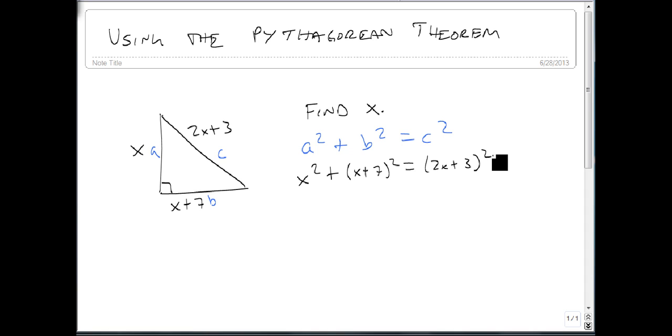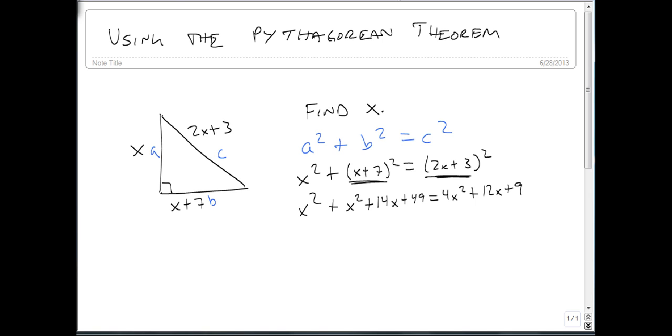Now, we perform all of those squares, so we get x squared plus, this is a perfect square trinomial, so it's the first one squared, plus the first times the second times 2, plus the second one squared. Do the same thing on this side, so 2x quantity squared becomes 4x squared. 2x times 3 is 6x, times 2 is 12x, and 3 times 3, or 3 squared, is 9.